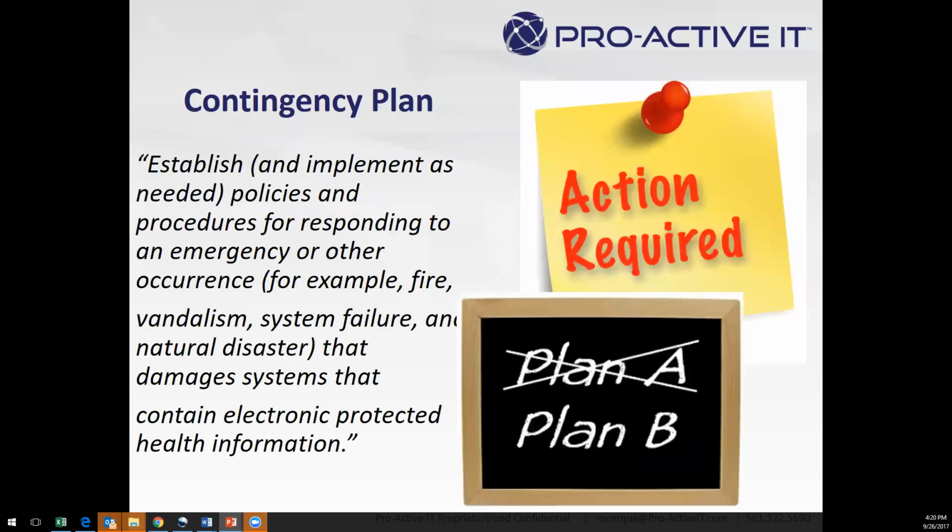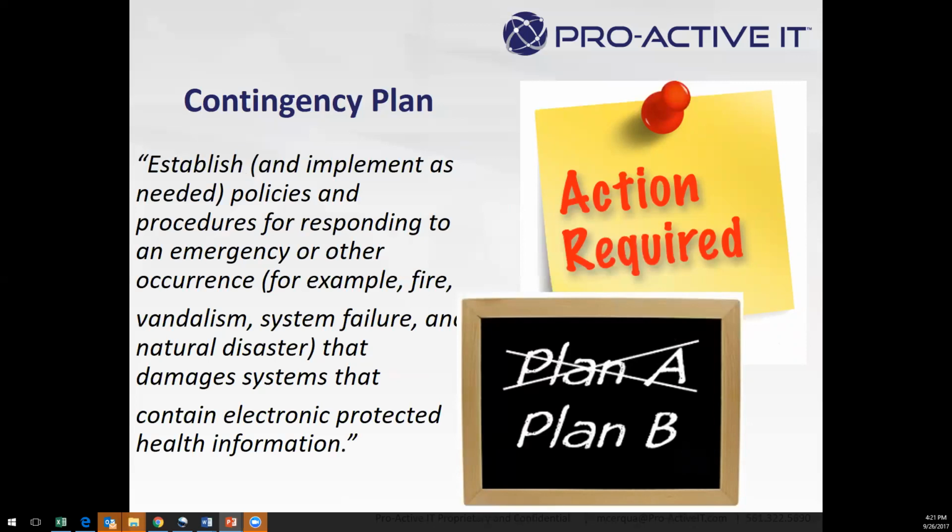Okay? Speaking of plans, contingency planning, right? Have a backup plan, and you can see that you have an action required sticky note here. It means this is a required standard. So within your contingency plan, you're going to have a data backup plan, right? You want to have exact copies of electronic protected health information, okay?